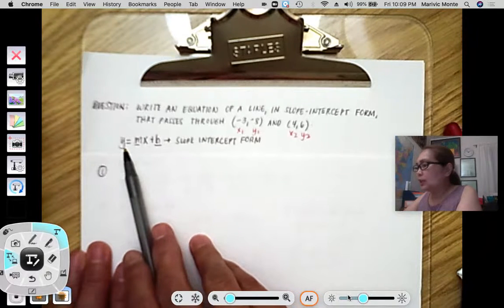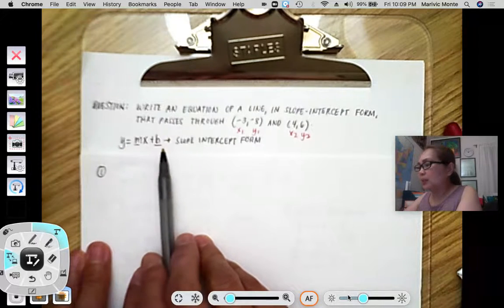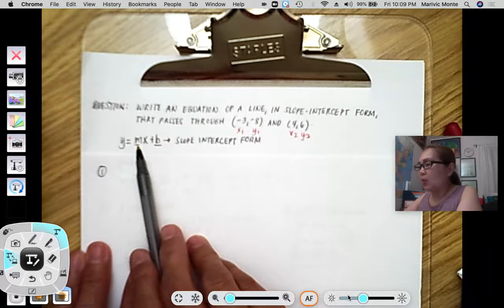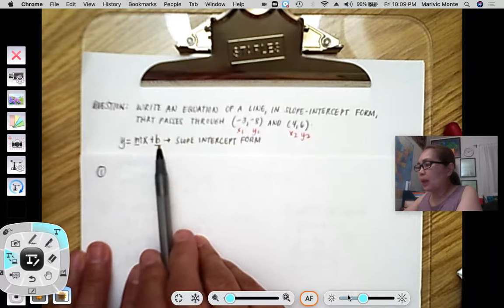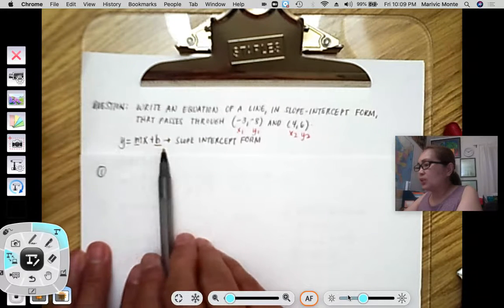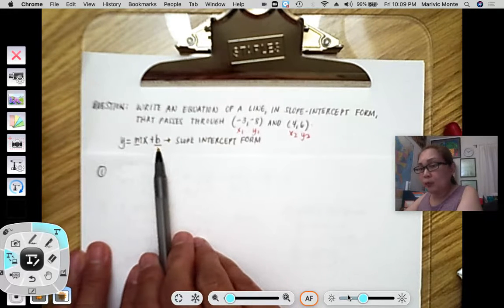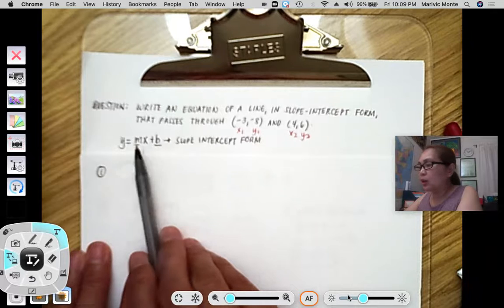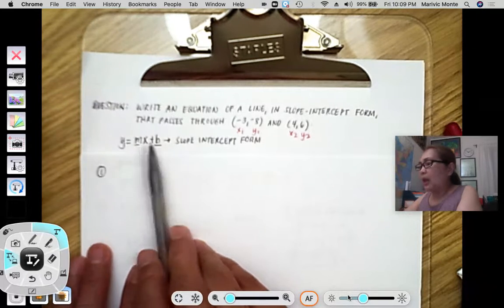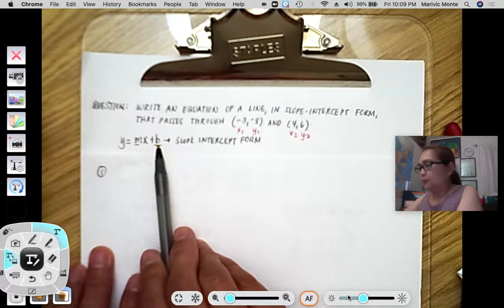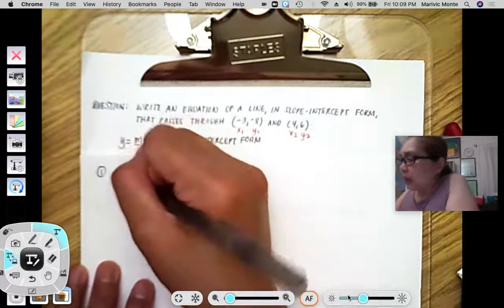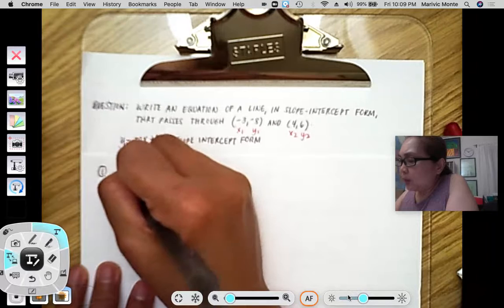The slope-intercept form is y equals mx plus b, where we have m for slope and b for the y-intercept. And since we are using this form to write our equation, we have to look for the slope m and the y-intercept. And so let's start with the formula for slope.